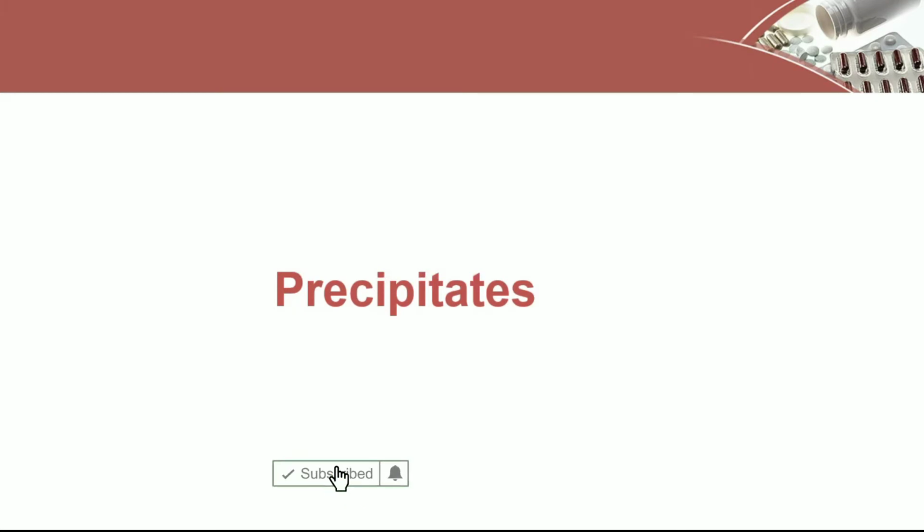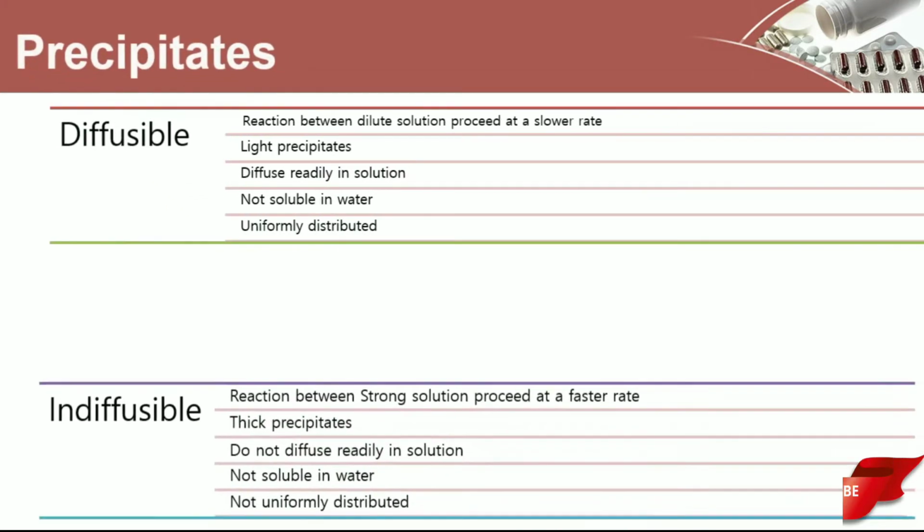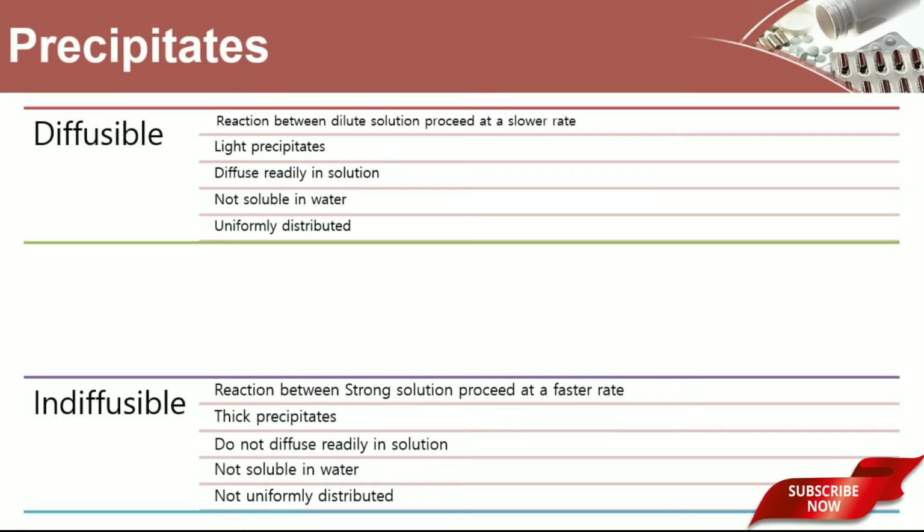When the incompatibility occurs, a precipitate is formed at the end of the reaction. It may be diffusible or indiffusible in nature. Diffusible means that when the reaction is between dilute solutions, it proceeds at a slower rate and the precipitate formed is light and diffuses readily in the solution. Indiffusible means that when the reaction is between strong solutions, it proceeds at a faster rate and the precipitates formed are thick and do not diffuse readily.